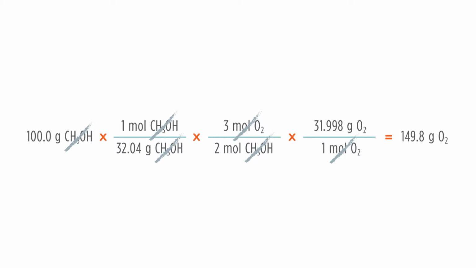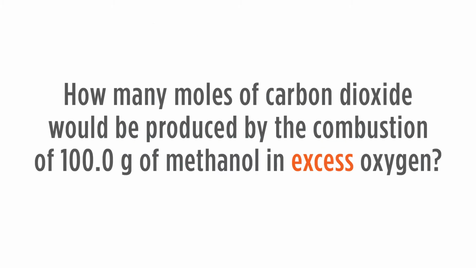Now, if we look at this equation, we can also use this to calculate the number of moles of a product. So let's use this same chemical equation and look at how many moles of carbon dioxide would be produced by the combustion of 100 grams of methanol in excess oxygen. Now, in this problem, we're going to be looking for moles of carbon dioxide. It's important that I said excess of oxygen. That means the only really value I need to work with is 100 grams of methanol.